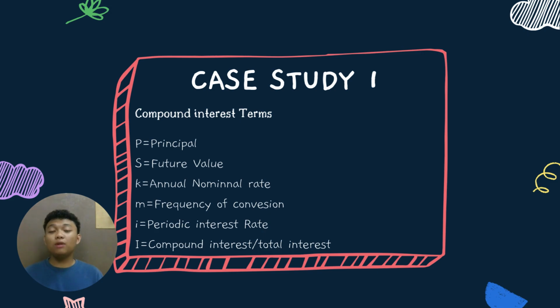First of all, I will explain briefly about compound interest terms. P is principal, S is future value, K is annual nominal rate, M is frequency of conversion, I is periodic interest rate, and big I is compound interest or total interest.